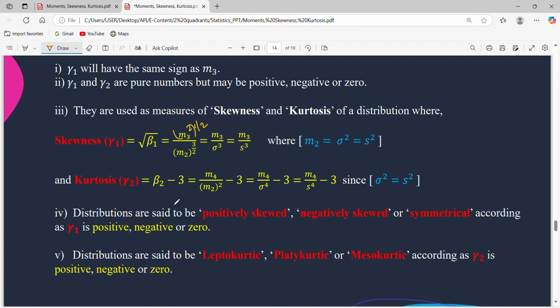Beta 2 means m4 by m2 square minus 3. So it will be m4 divided by sigma to the power 4 minus 3. Also we can write m4 by s to the power 4 minus 3, because we know that sigma square and s square are the same.